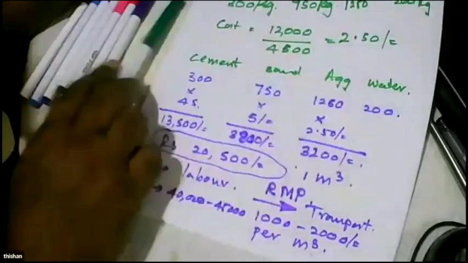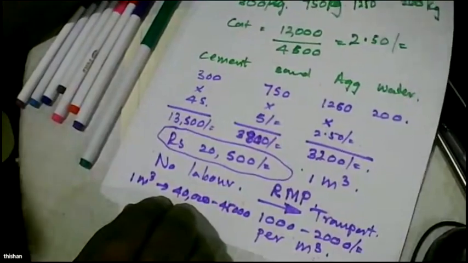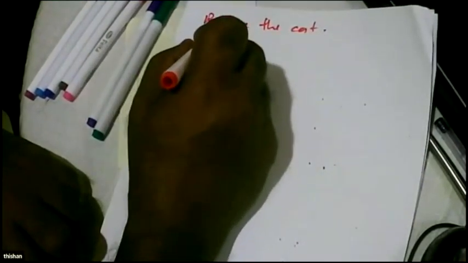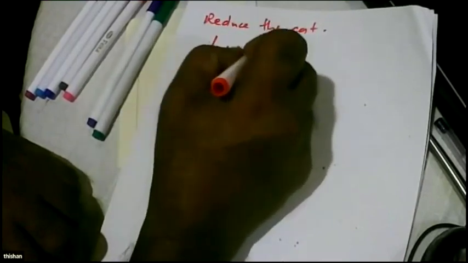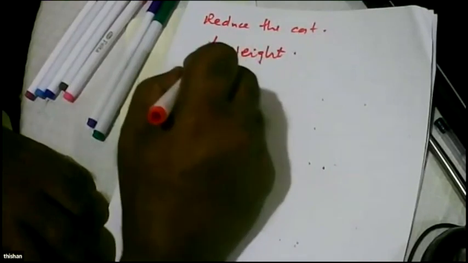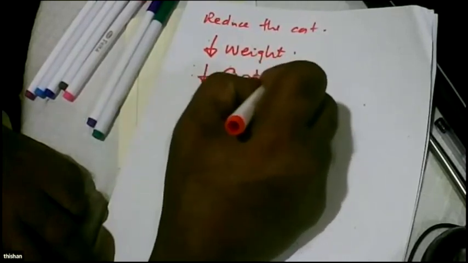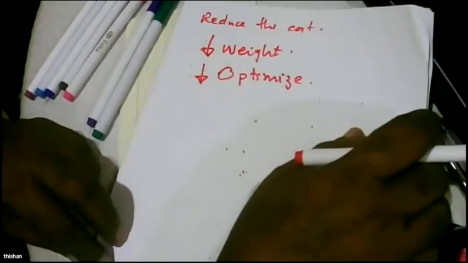Now, if that is the case, we are paying for material, we are paying for the volume. And when you say we pay for the volume, we are actually paying for the weight. So if you are paying for the weight, how to reduce the cost? Reduce the weight. Now how to reduce the weight? Optimize.